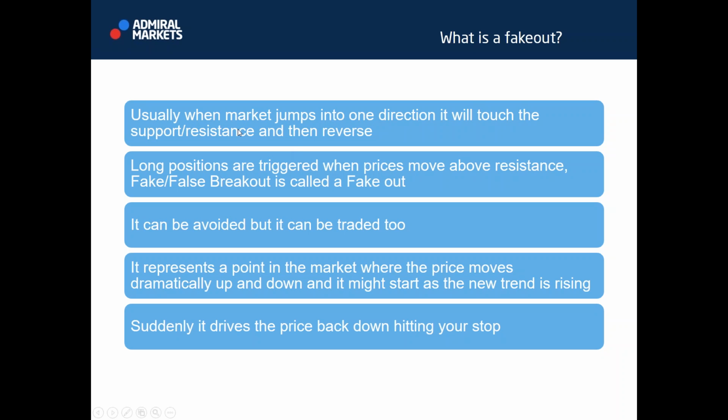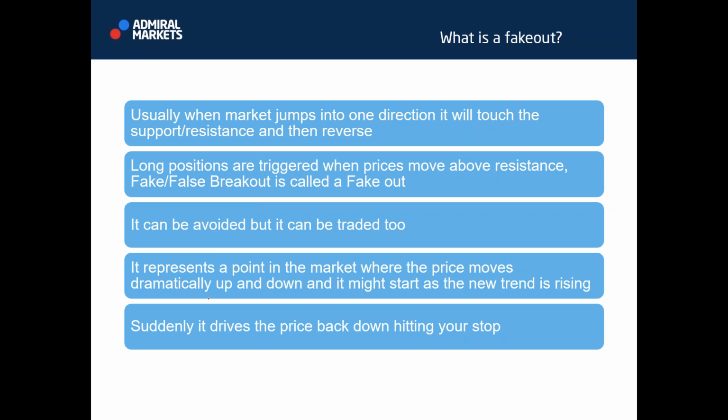What is a fakeout? We usually say that a fakeout is when a false breakout happens. So when the market jumps in one direction, touches support or resistance, and then reverses. You were probably caught in a false breakout at least a couple of times during your trading career. There is a candle, there is resistance, and suddenly it spikes above. You think the breakout will continue, but it just reverses below the spike and below the candlestick close. That is the time when you lose money, and that is the time when you should never ever think about revenging your trades, guys. Especially if you are prone to revenge trading.